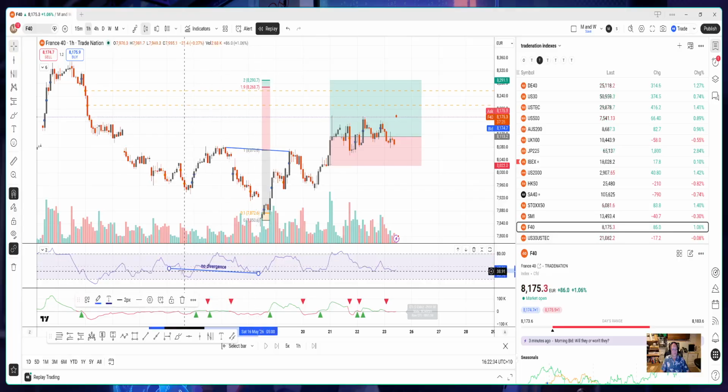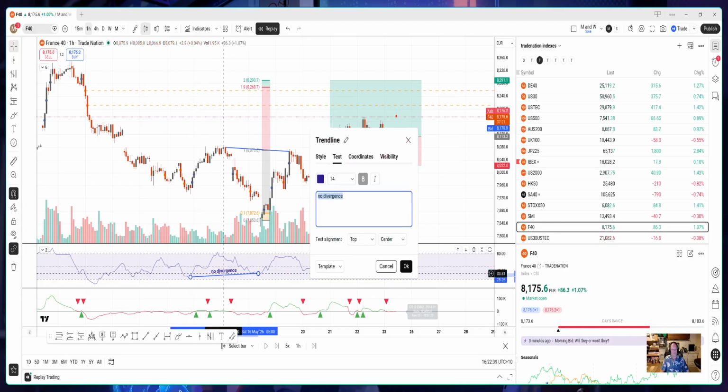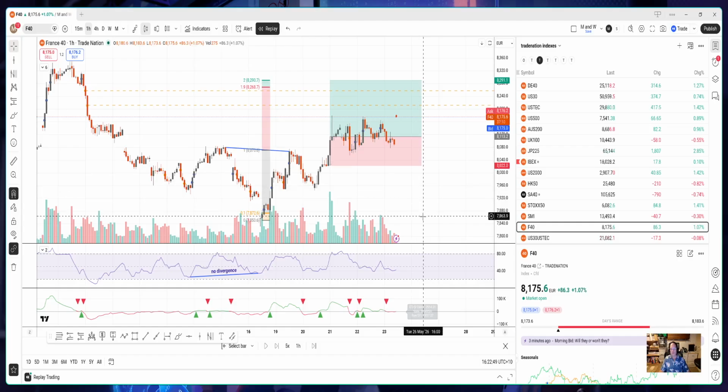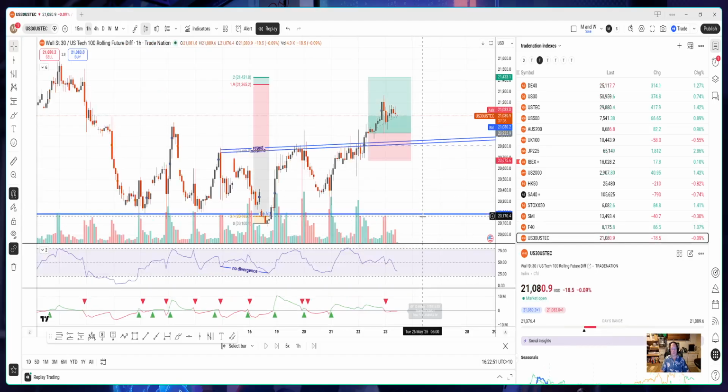There's divergence. There is divergence there. Look at that. Weak. I mean, it's weakish. I'll call it medium because it's trending up. So France will get up there.